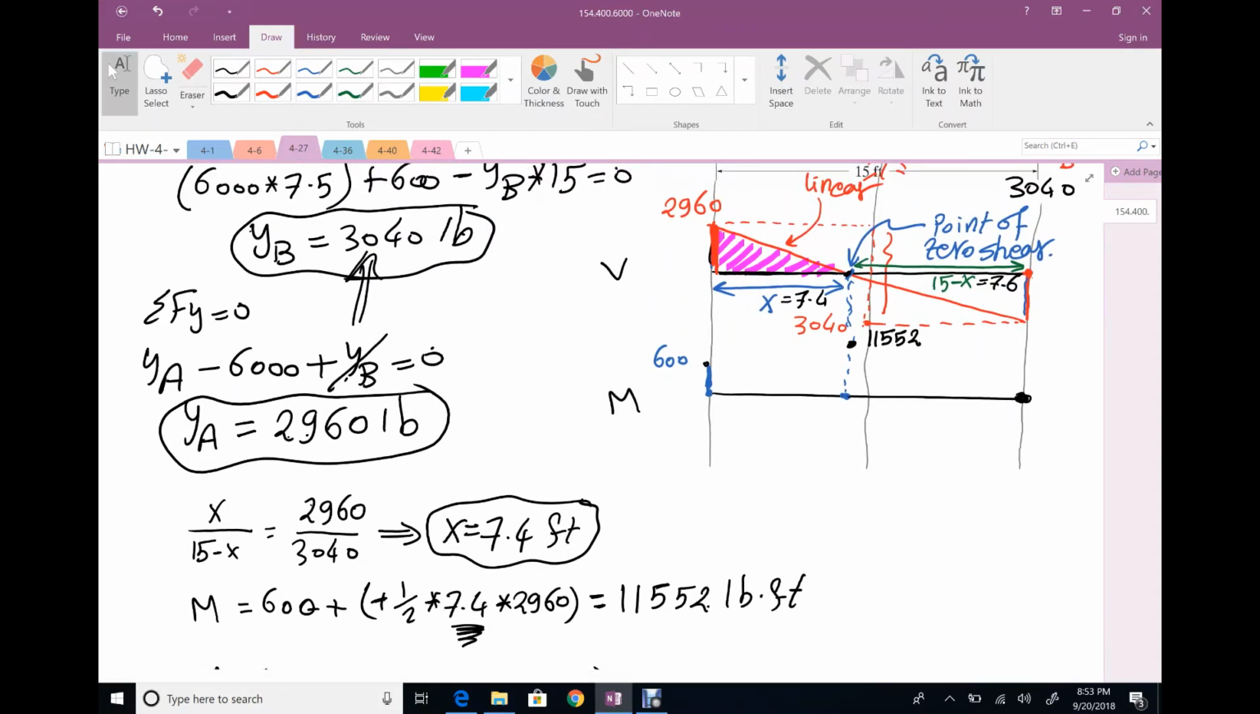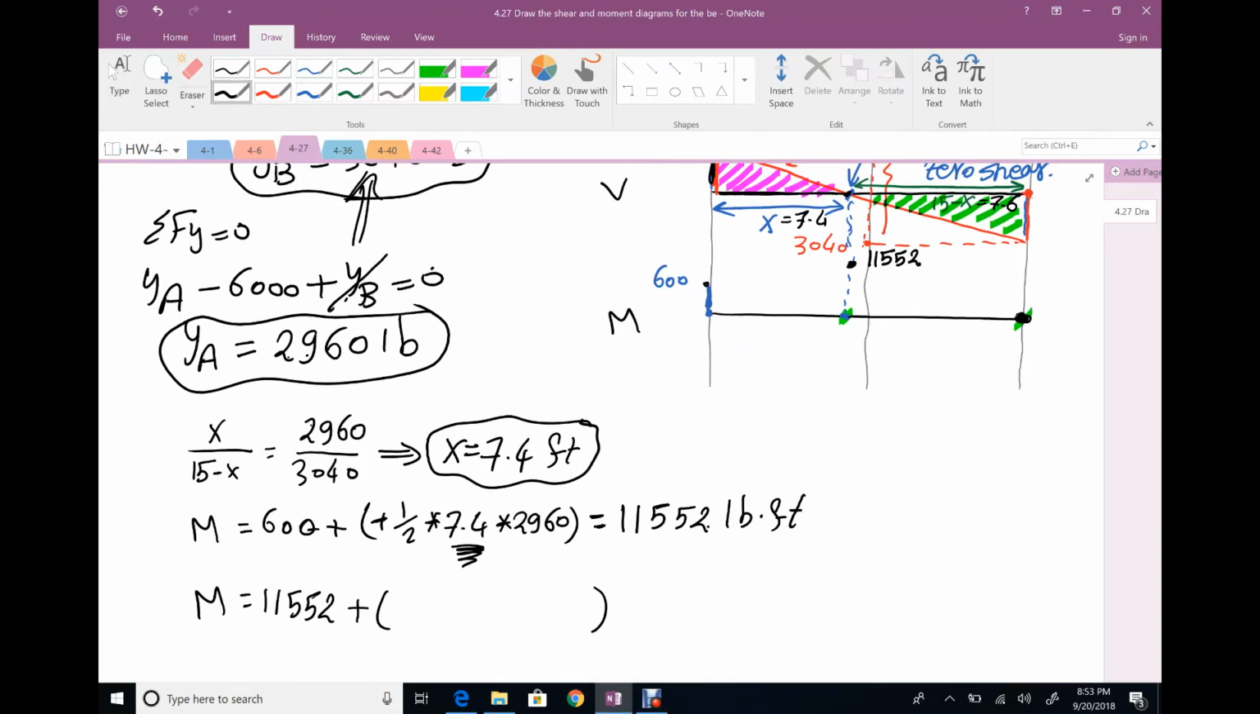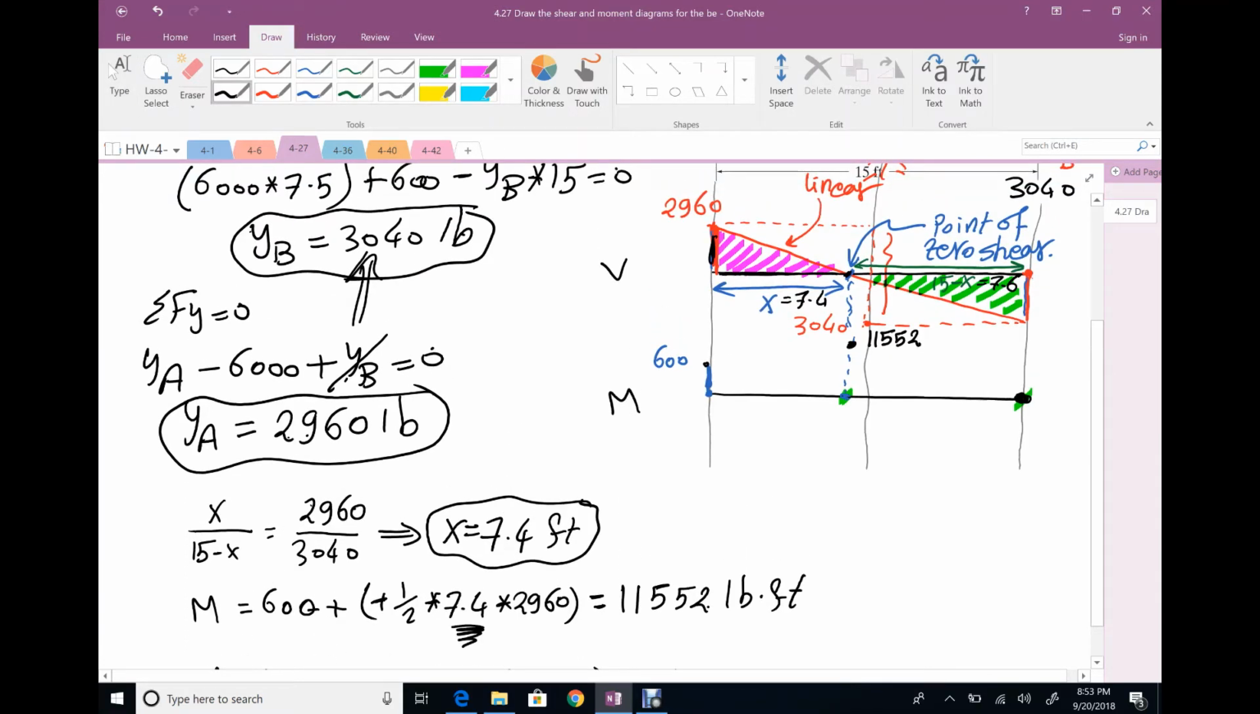What do you have in between this point and that point? Actually, we have this area of shear, which is negative. So we have area negative 1/2 times your distance, the base distance 7.6. The height is 3,040. Your value will be 0. So my value here is 0, 11,552, 600. So draw curve between this point and that point, this point and that point. This curve from second degree.